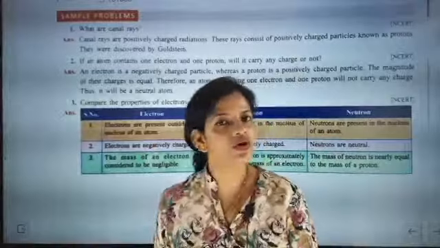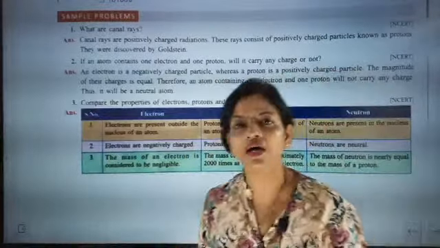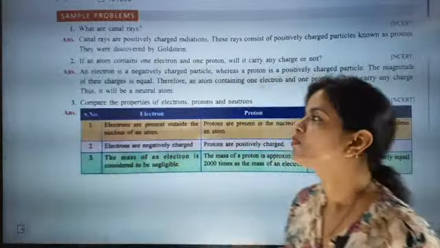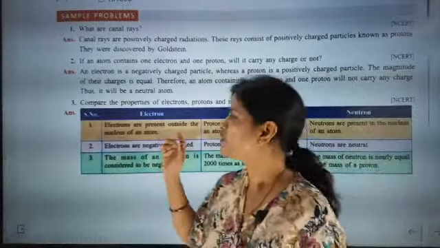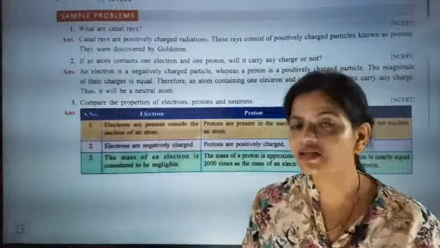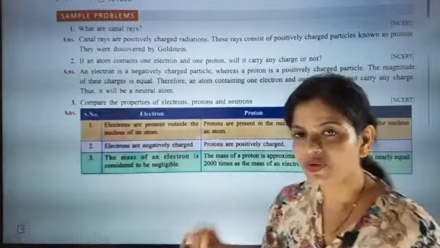So what answer are you going to give? Electrons are negatively charged, protons are positively charged, neutron is neutral. Electron is present outside the nucleus in orbits.